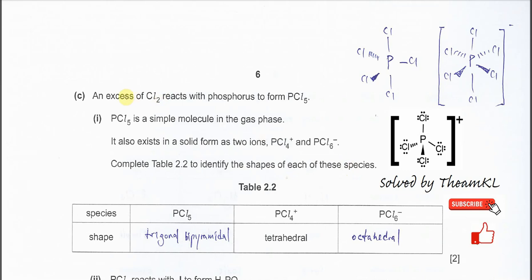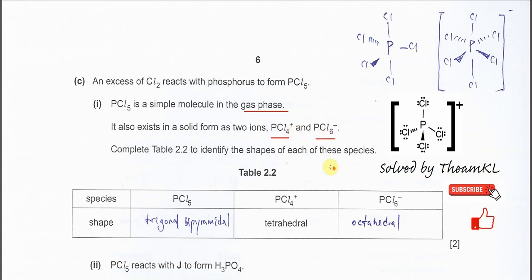Part C. An excess of chlorine reacts with phosphorus to form PCl5. Okay, part 1. PCl5 is a simple molecule in gas phase. It also exists in a solid form as two ions, PCl4 positive and PCl6 negative. Now, complete table 2.2, identify the shapes of each of these species.